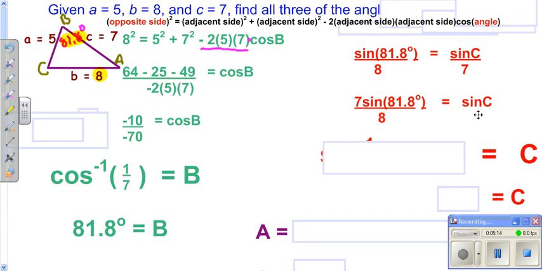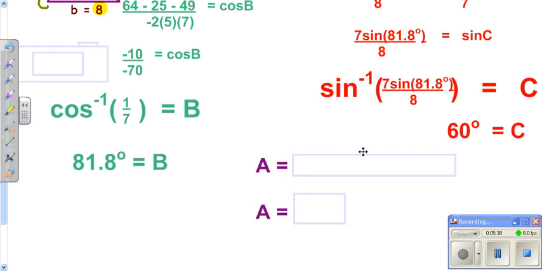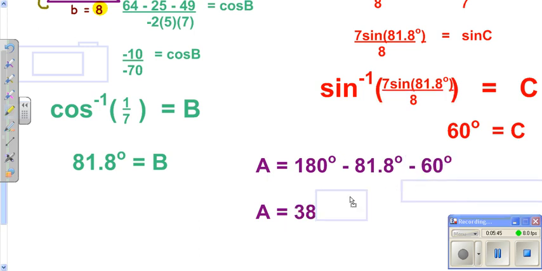Then I got to undo the sine by doing the sine inverse. This is my calculator ready form. Now I just have to type that into my calculator and I get my answer of 60 degrees. Now that I know two angles, I can easily get the third one because remember all the angles in a triangle add up to 180. So go 180 minus your first angle minus your second angle, and then you get angle A to be 38.2.